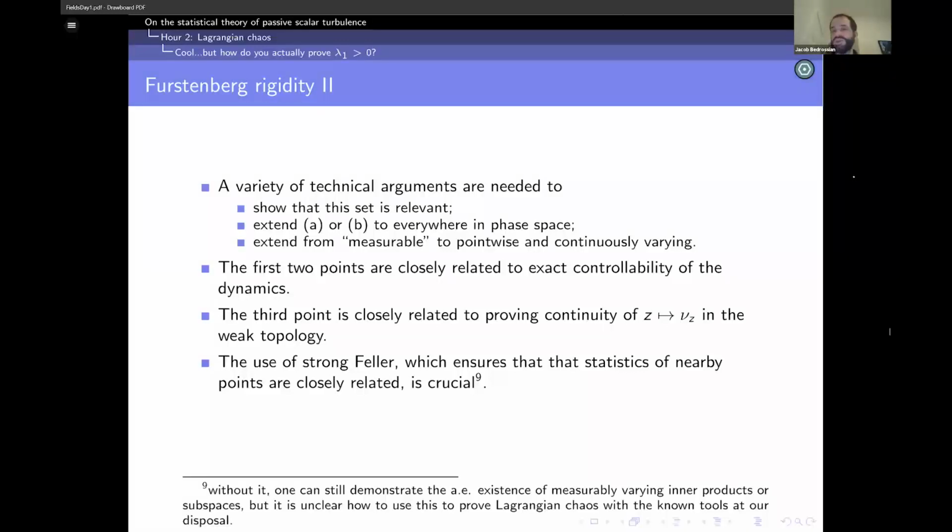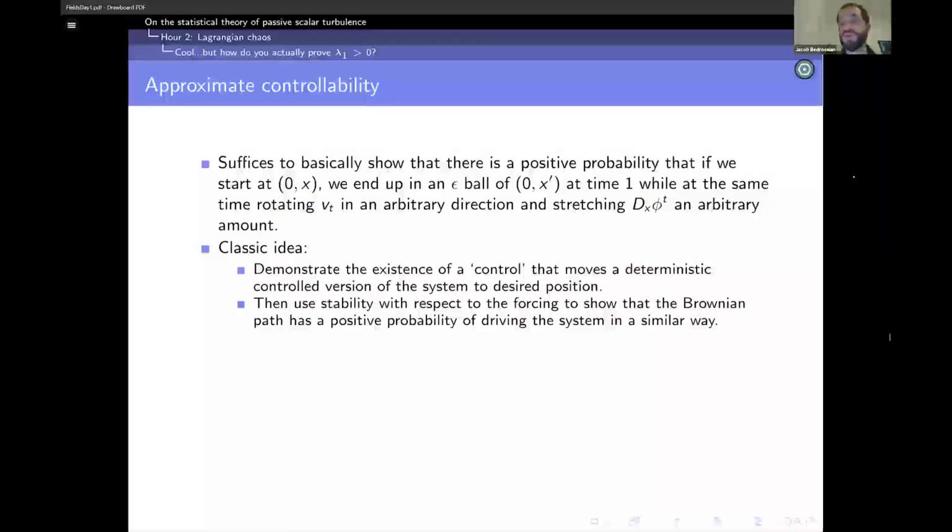That's where this strong Feller thing is really crucial. But suppose you have this lemma. Suppose I just tell you that this lemma is true. What do you have to do? You have to prove.